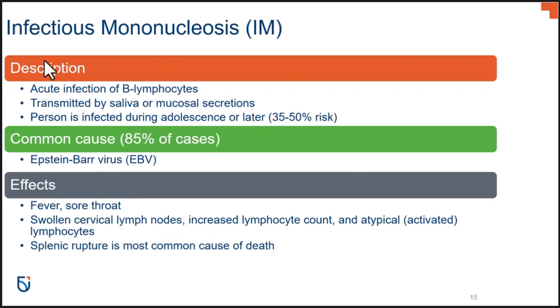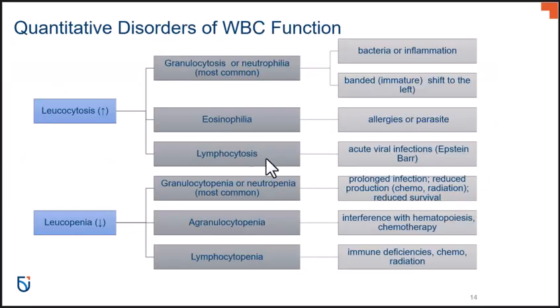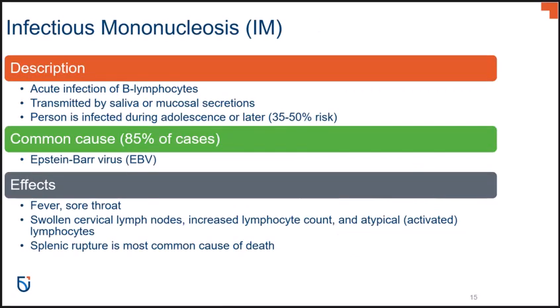Moving on to a particular infection that I mentioned on the last slide called infectious mononucleosis. This is best described as an acute infection of B lymphocytes, causing what we already said is lymphocytosis, an increase in the number of white blood cells. This is a viral infection caused by the Epstein-Barr virus that is transmitted usually by saliva or mucosal secretions.